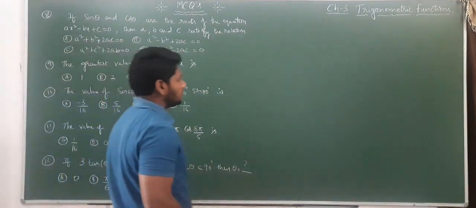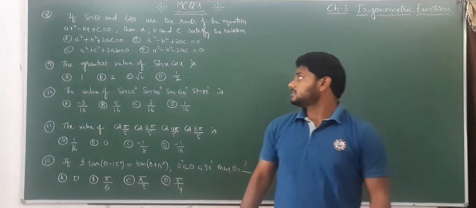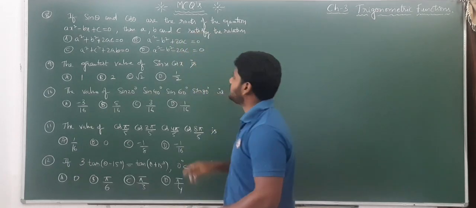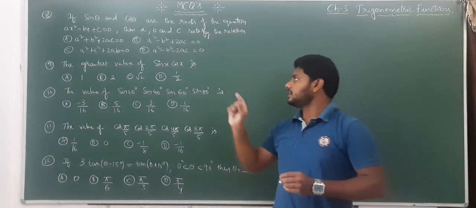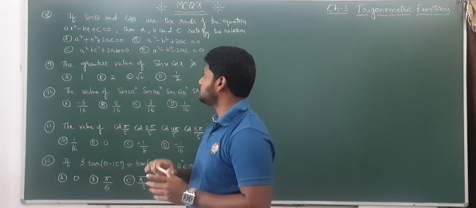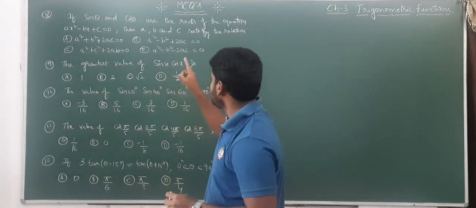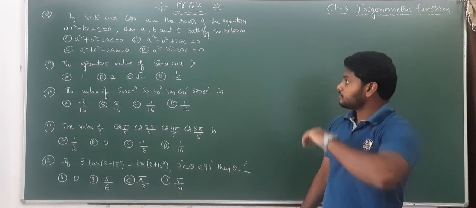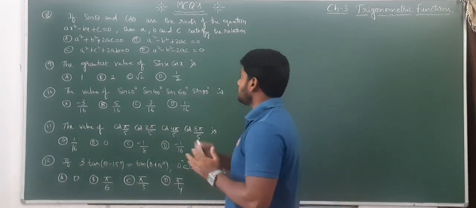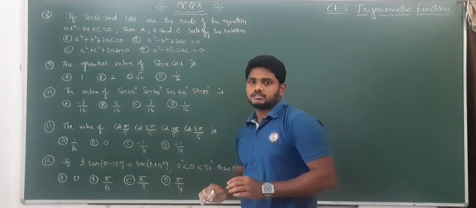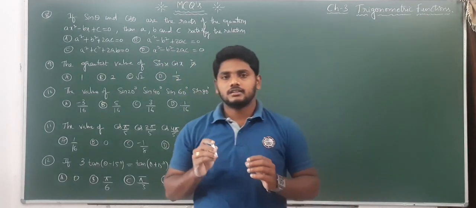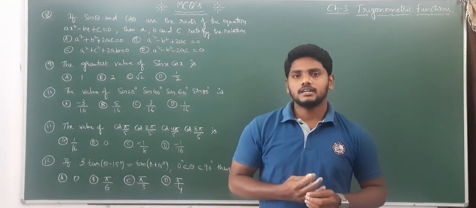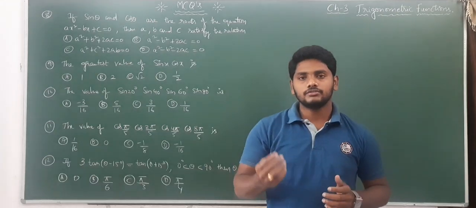See here also we have 5 questions. Question number 8: if sin theta and cos theta are roots of the equation ax square minus bx plus c equal to 0, then a, b, c satisfy the relation. See, first of all, if sin theta and cos theta are the roots of the equation, generally, for example, if alpha and beta are the 2 roots of an equation, what is the sum of the roots formula? What is the product of the roots formula?